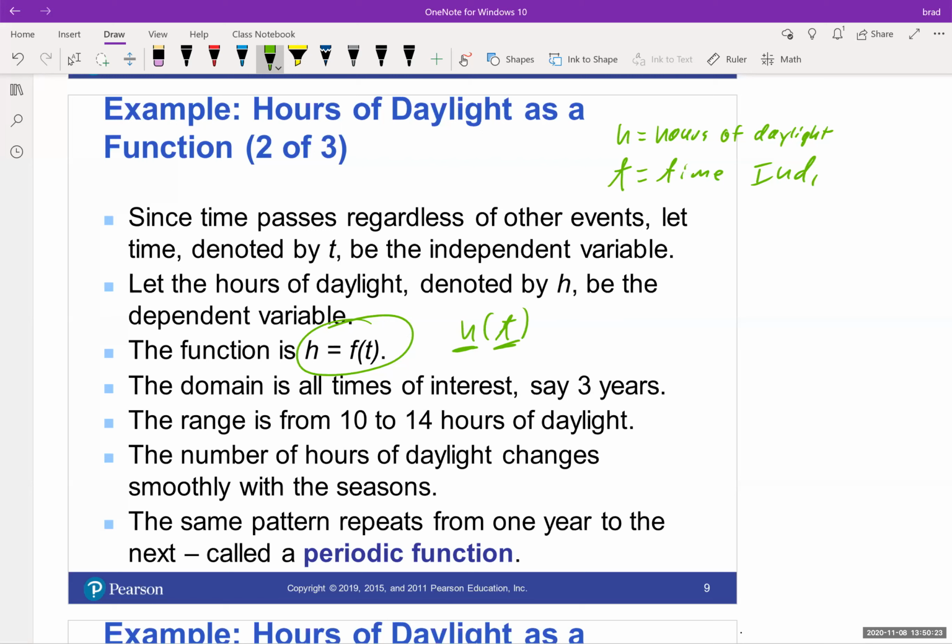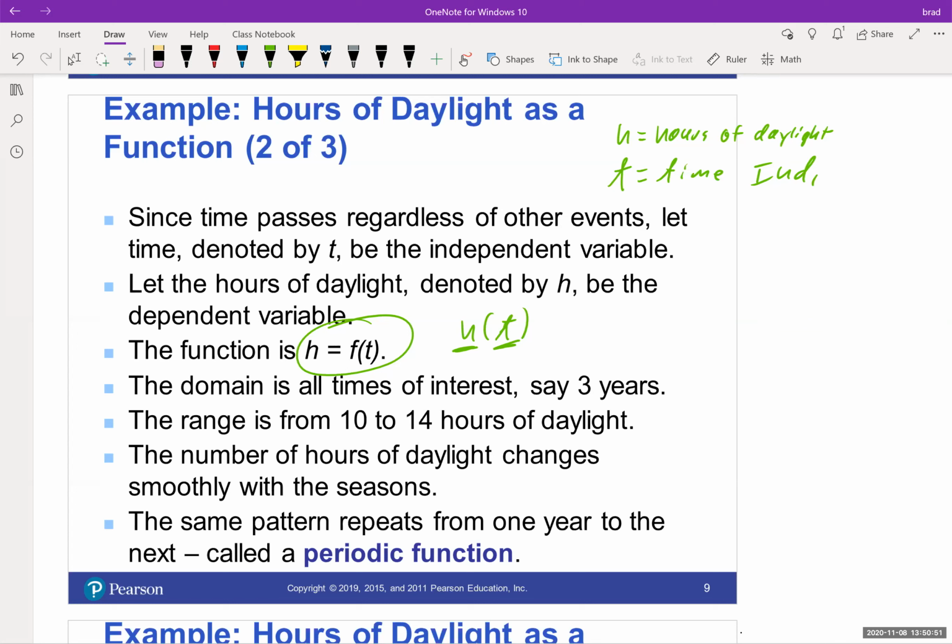Okay, the domain is all times of interest. Let's just say we're going to work with the first 3 years that we're talking about here. The range is from 10 to 14 hours. So we see the lowest is 10 hours and the highest is 14 hours. And the number of hours of daylight changes smoothly within these seasons. So we are not going to be worrying about sharp edges like this. It's going to be something like this. They're saying it's smooth. Okay.